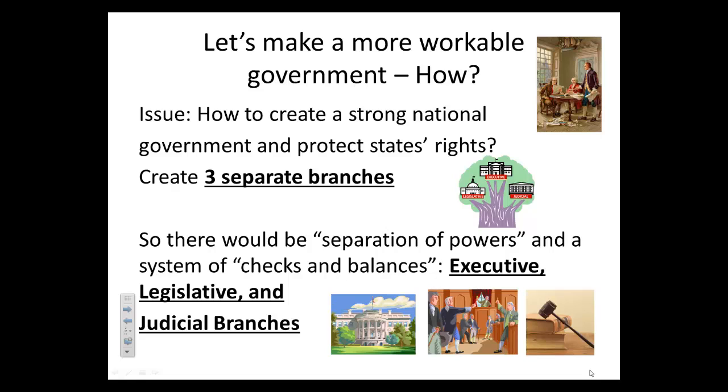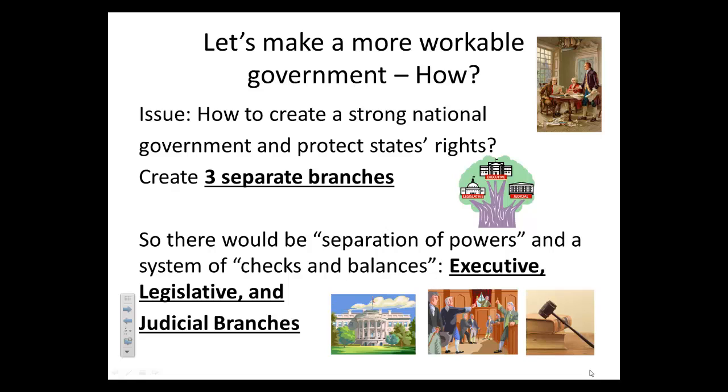So the first thing that our leaders did, they said, let's make one strong national government that can make the major decisions for our country, but also protect all the things that the states want. So the national government was divided into 3 separate branches where there would be a system of checks and balances. Everyone would work together and no one branch would have too much power.